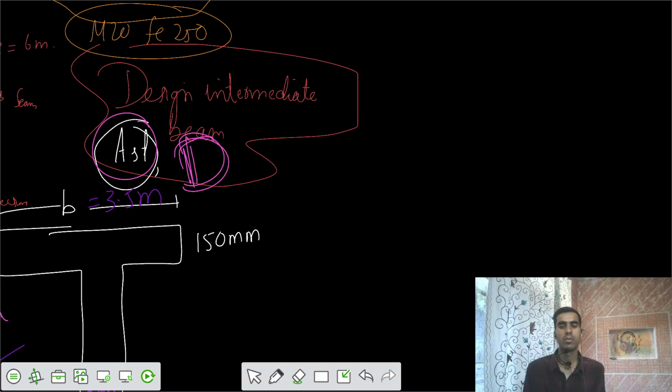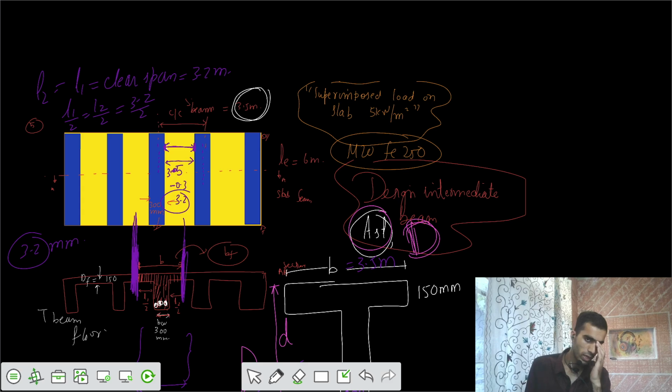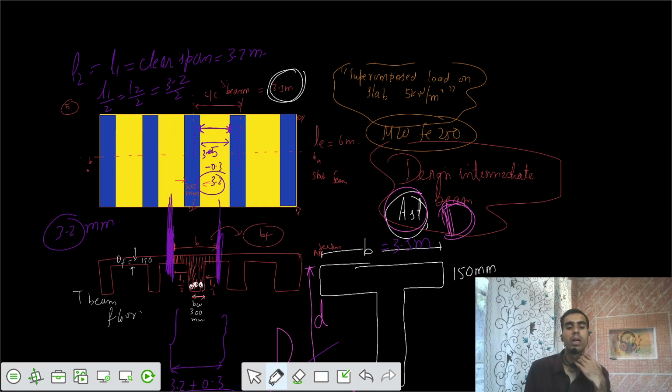Finally you got the problem. Now we need to solve for the loading. What are the loadings that are going to produce the bending moment on this intermediate flanged T beam? What are the loads? One of the loads is the superimposed load that's coming from external sources on the slab itself.